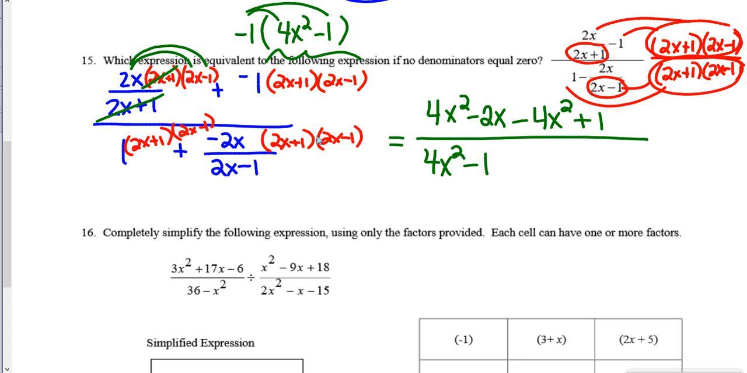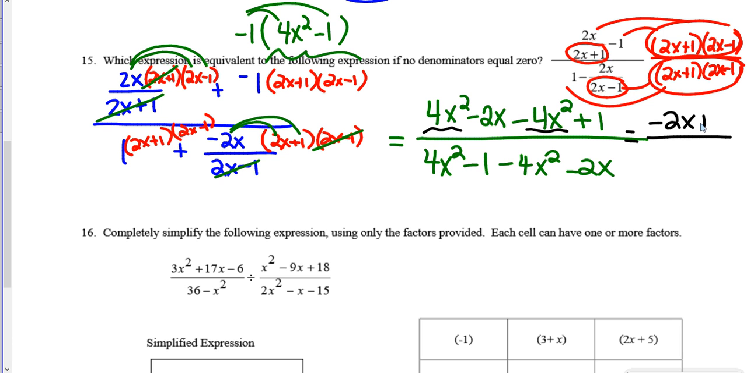In my final fraction down here, my 2x minus 1's reduce out. So I have minus 2x times 2x plus 1. When I distribute there, I have minus 4x squared minus 2x. Now I just need to start cleaning this up some. What do I have on the top? Well, I have 4x squared minus 4x squared, so those two are going to drop out.